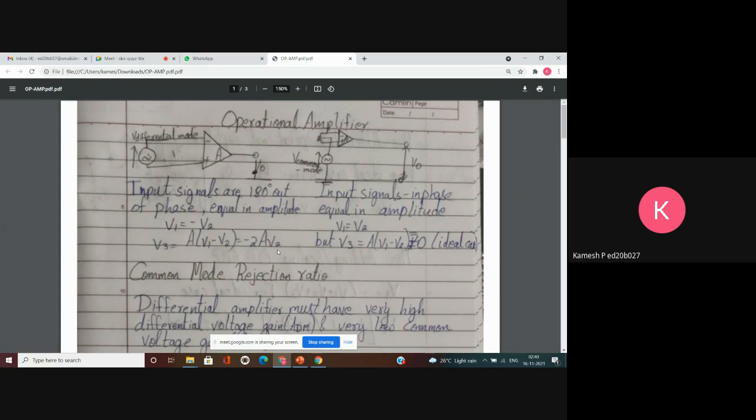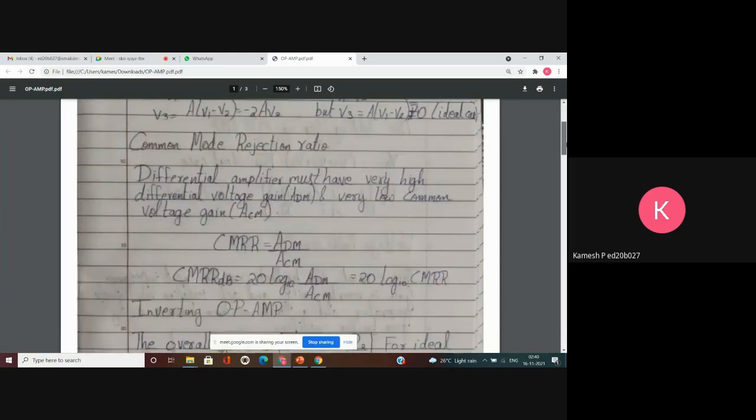Whereas in common mode, where the input signals are in phase and equal in amplitude, V1 is equal to V2, so the output V3 is equal to A into (V1 minus V2), which is equal to 0. That must be the ideal case value. V3 must be 0, but it is not 0 in practical cases.